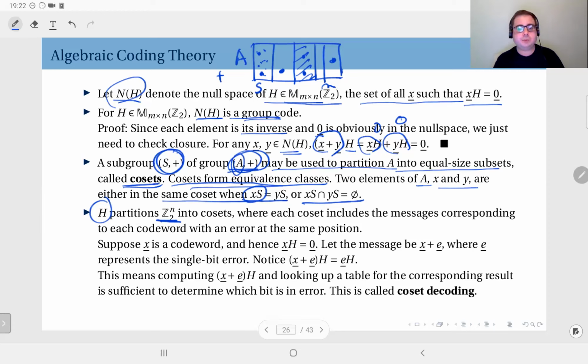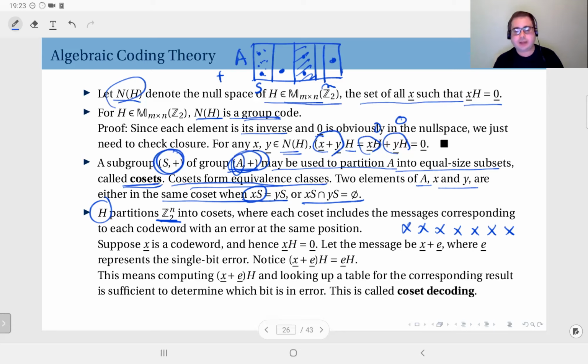Now the parity check matrix for any block code partitions this group into cosets, where each coset includes the messages corresponding to each code word with an error at the same position. So for instance, consider the Hamming code. You have 7 positions in your code word, and the parity check matrix belonging to the Hamming 7,4 code divides this group into 8 cosets. One of them is the elements that actually are the code words. This means you do not have any errors. All the legitimate code words are there.